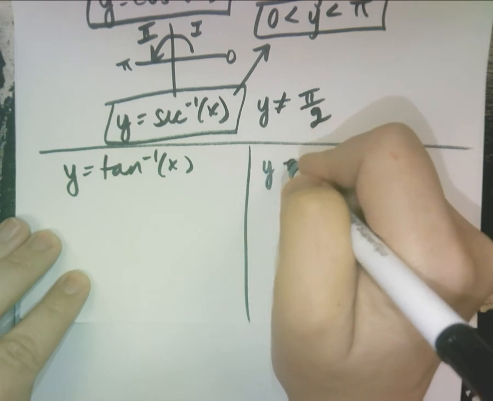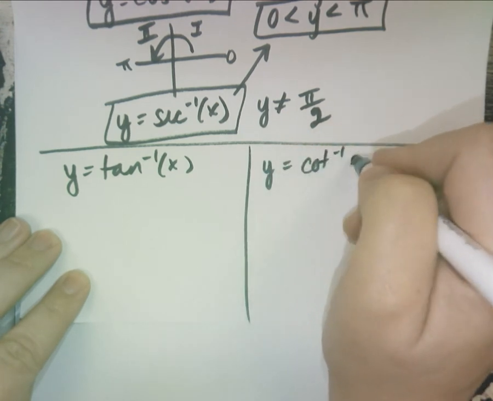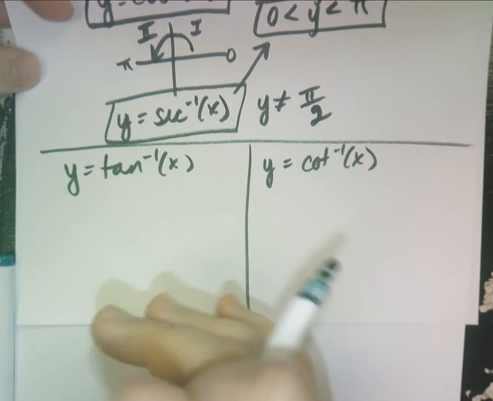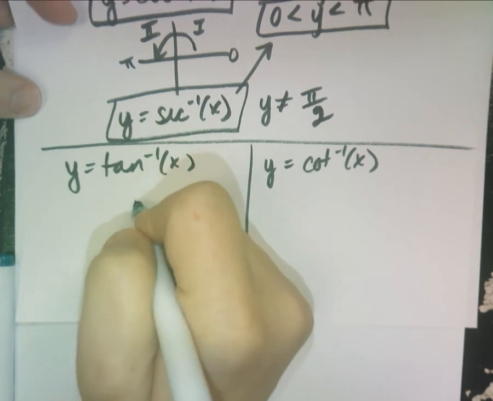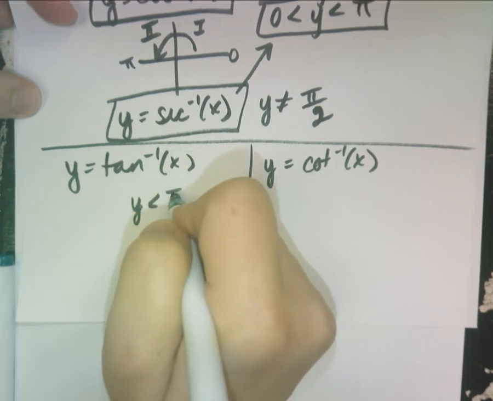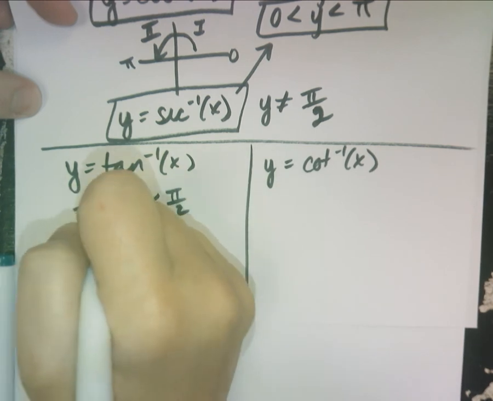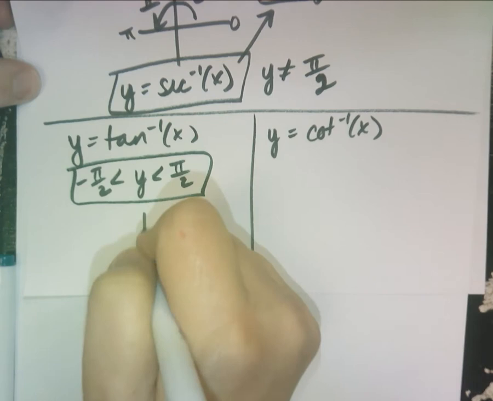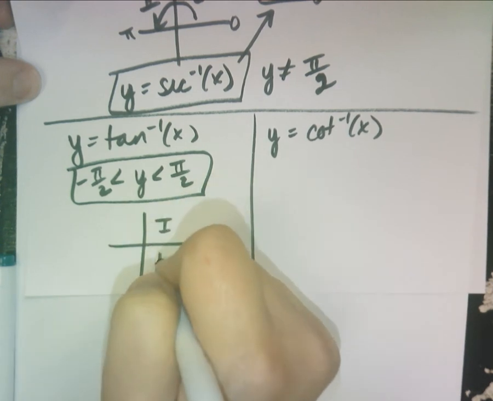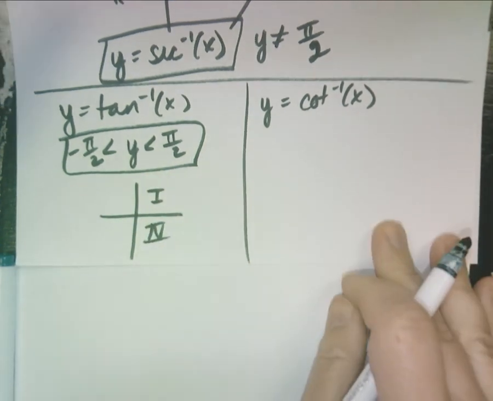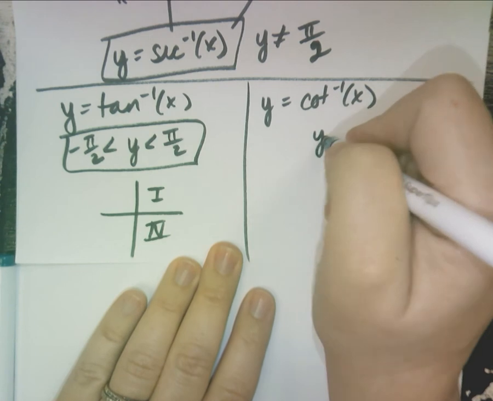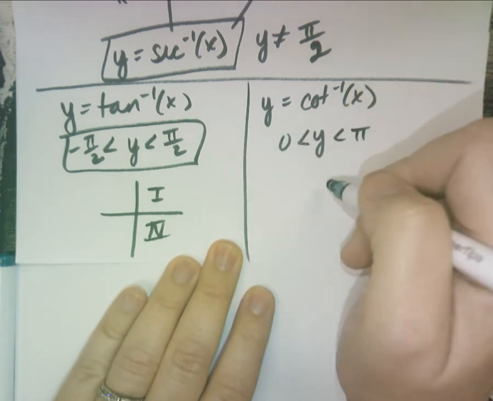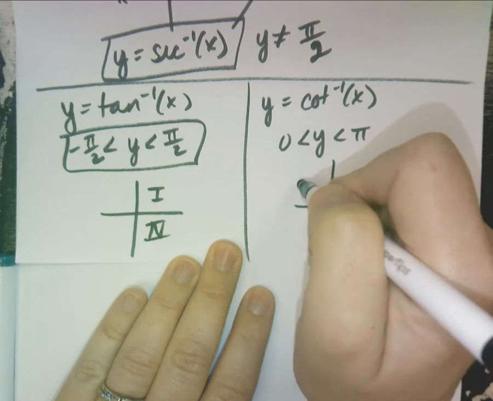And cotangent is its own, actually. So tangent is actually similar to sine, where your outputs would be between 90 and negative 90. So that, again, would be quadrant 1 and 4. And cotangent, your outputs would have to be between 0 and pi, which would be quadrant 1 and 2.